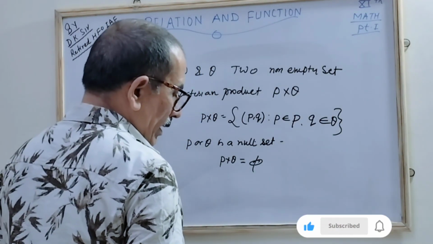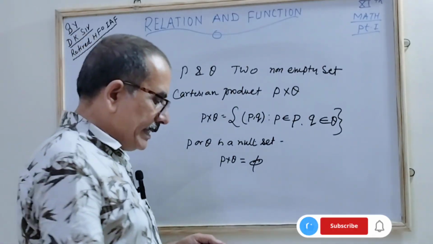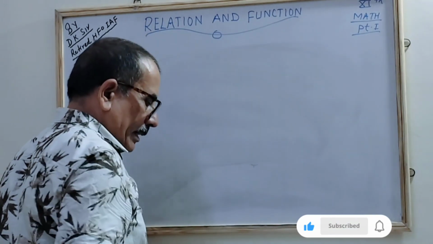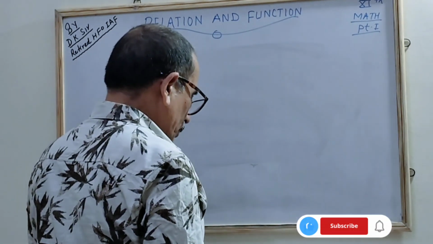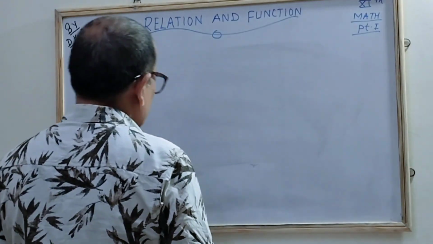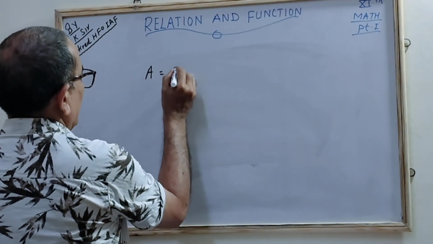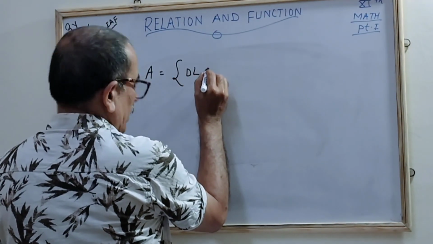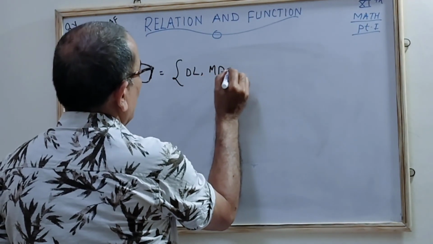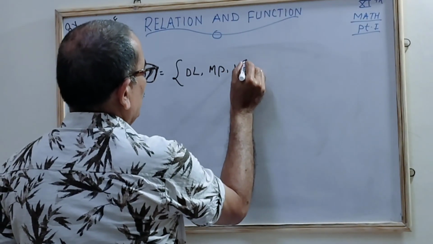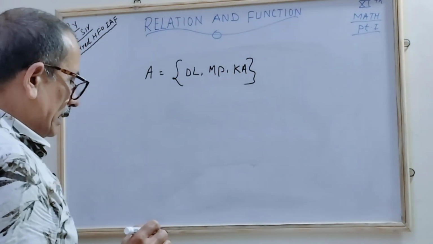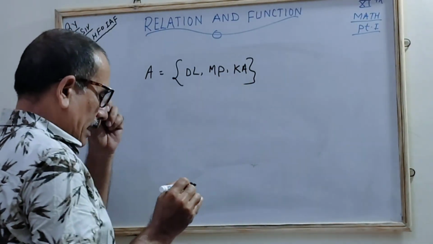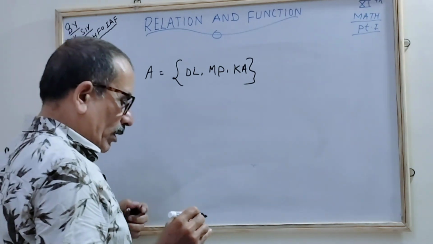So from the illustration given above, we'll now see the second example. In the second example, I am taking it from your textbook only. Suppose they have taken two sets. One of the sets they have taken, where the alphabets are DL, MP and KA. These all three denote: DL for Delhi, MP for Madhya Pradesh and KA for Karnataka. This is all about the number plate for the vehicle, correct?